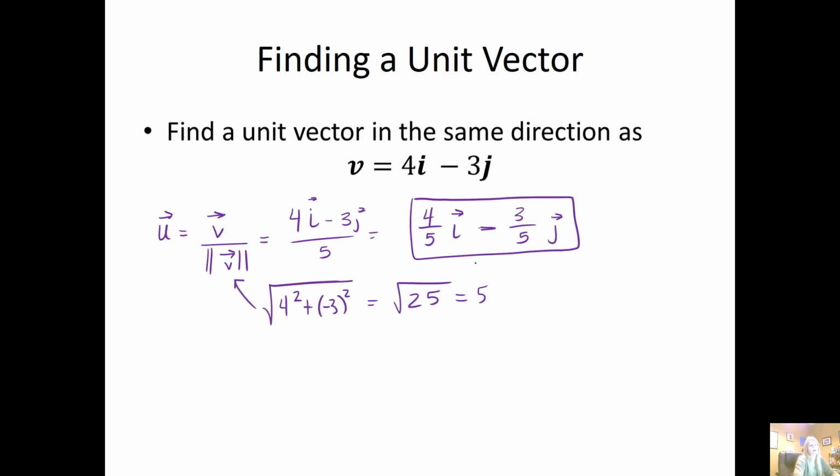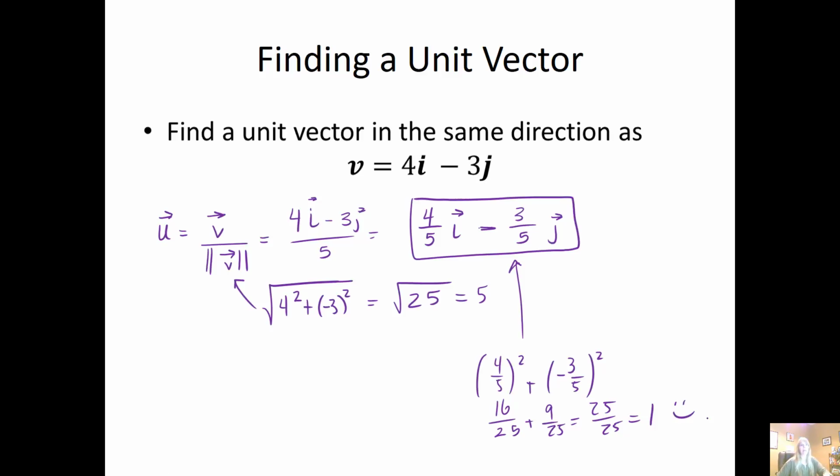All right. Now, if you're wondering, is there a way to check that? Yes, there is, because what's a unit vector? A vector whose magnitude equals 1. So I check my magnitude: 4/5 squared plus negative 3/5 squared. If I square this out, I get 16 over 25 plus 9 over 25, which is 25 over 25, which is 1, and you square root that, you get 1. So that makes us happy.